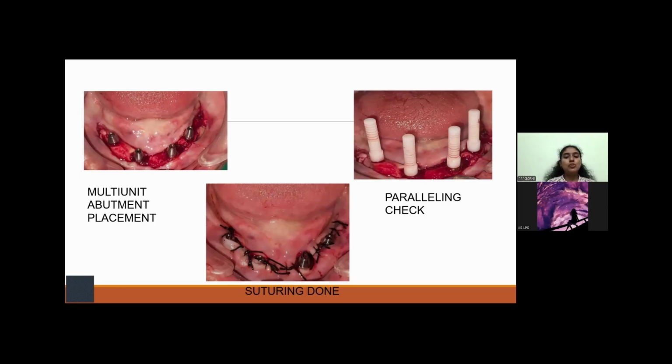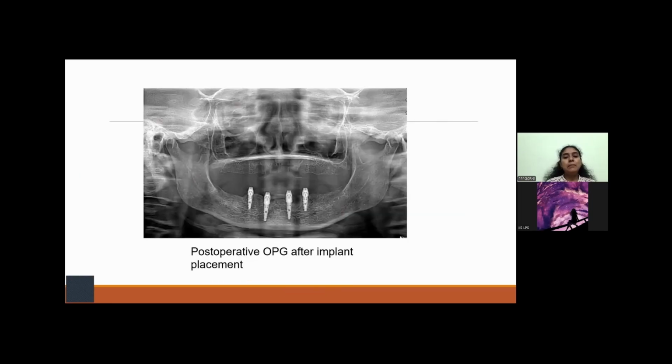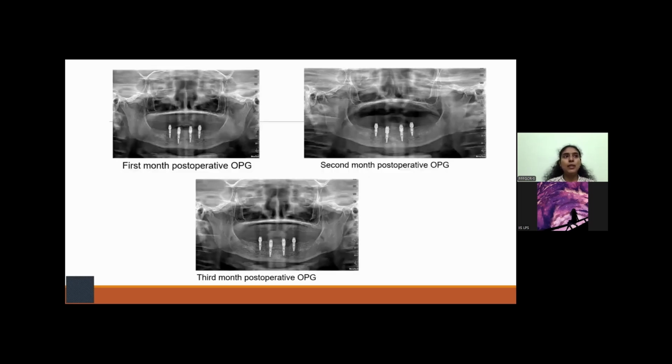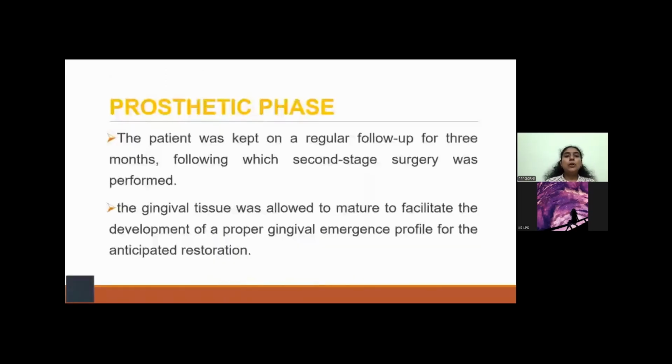The immediate postoperative OPG after implant placement was evaluated and was satisfactory, and the patient was reviewed after 10 days for suture removal. A healing period of 3 months was allowed for osseointegration, with monthly follow-up visits. The radiographs were evaluated at the first month, second month, and third month.